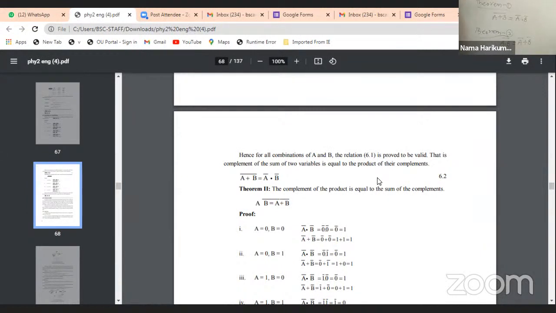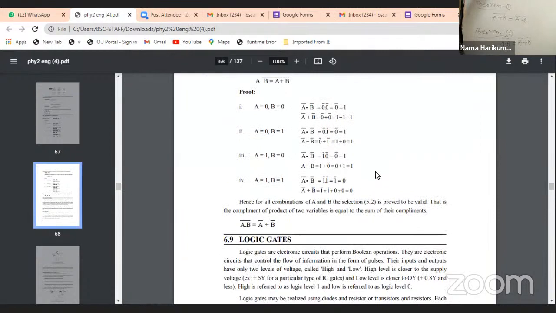So next class we will prove theorems one and two. Just put the AB values. Finally, we will finalize the verification of our theorem 1 and theorem 2 process. Okay, thank you to one and all. Next we will discuss the De Morgan theorems.